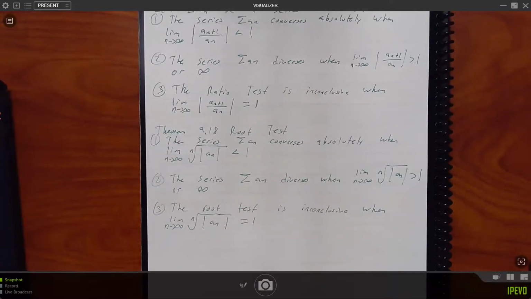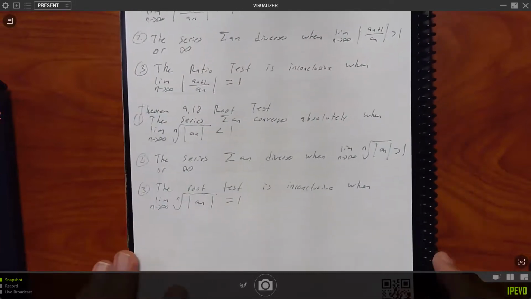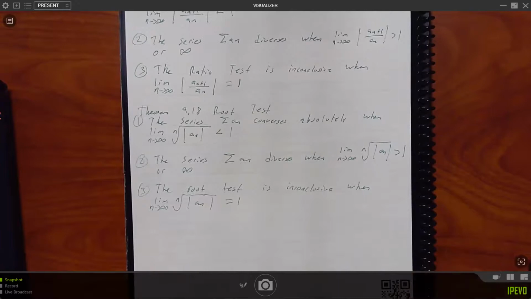Well, you have to first understand absolute convergence before we get there. You guys cool on this page? Okay, let's keep the problem here. Let's start with the ratio test.